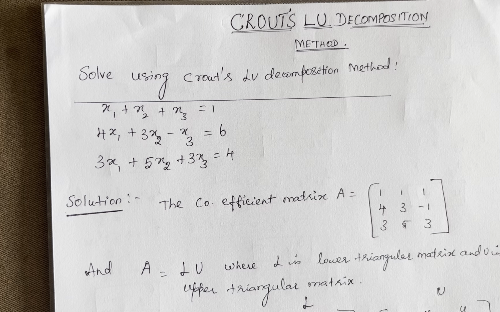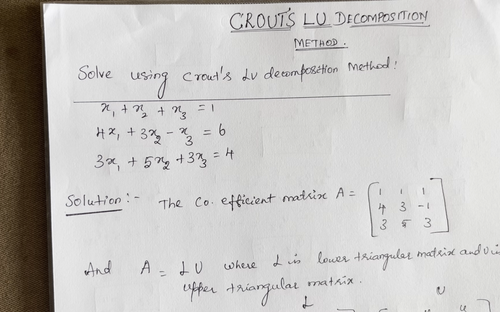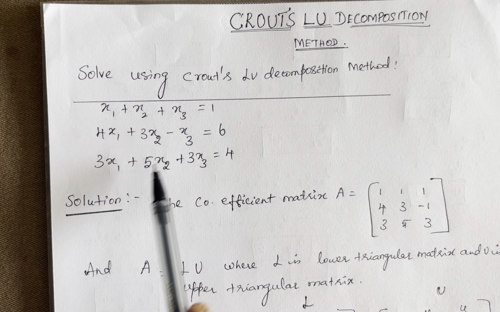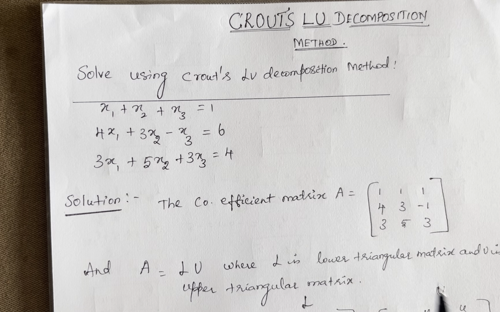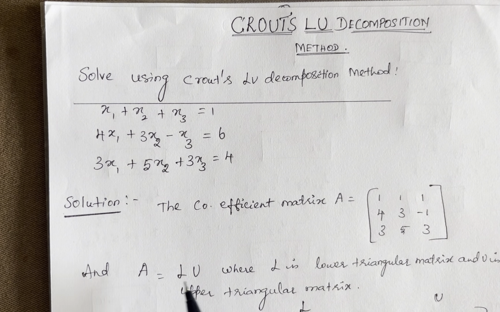The given solution is as follows. Whenever a system of equations is given, we first need to find the coefficient matrix A. It is nothing but the coefficients of each unknown variable x1, x2, x3. From the first equation it is 1, 1, 1, from the second equation it is 4, 3, minus 1, and from the third 3, 5, 3. So the coefficient matrix is 1, 1, 1, 4, 3, minus 1, 3, 5, 3. Then the next step is we need to put the coefficient matrix A into LU.